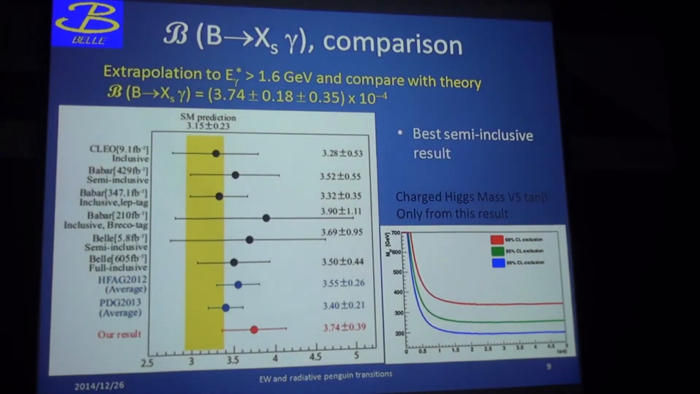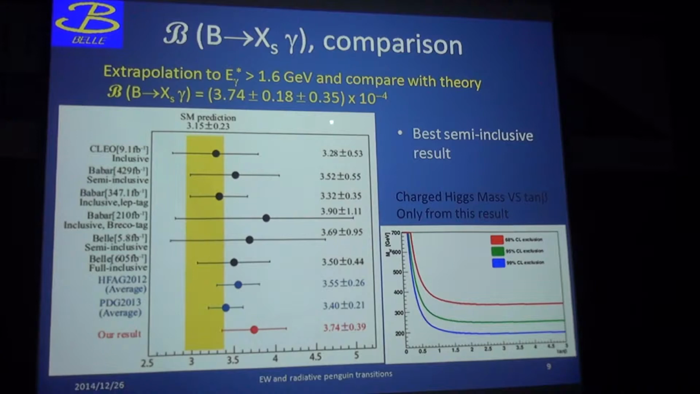Okay, then we use our measured cross-section and extrapolate to the E gamma star greater than 1.6 GeV case. We make a correction because our lowest E gamma energy is 1.8. So we need to correct back to E gamma above 1.6 GeV. And this is our result, 3.74 times 10 to the minus 4.